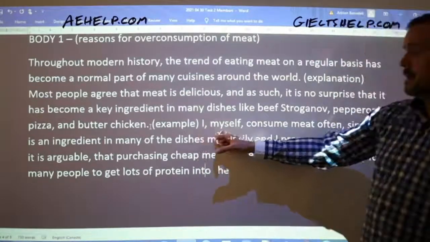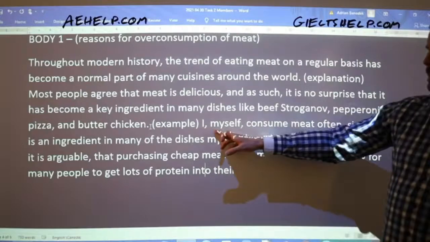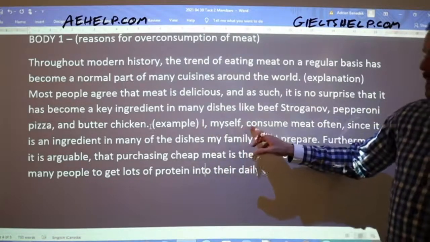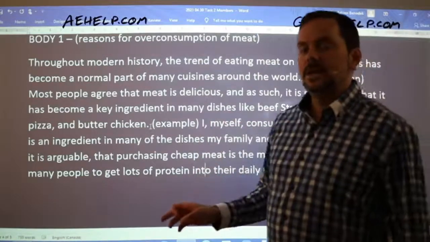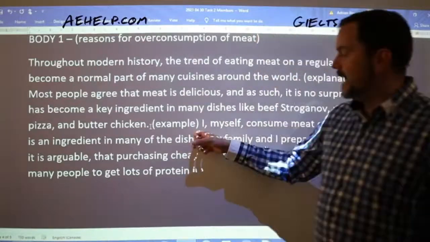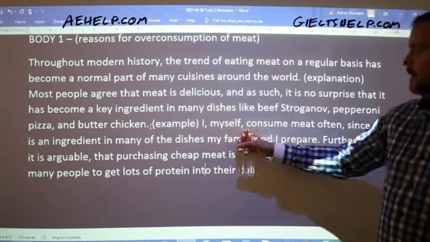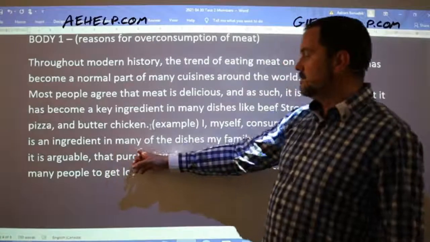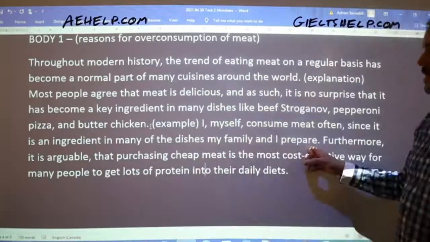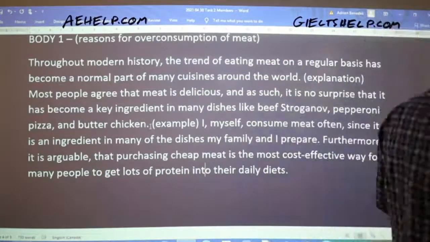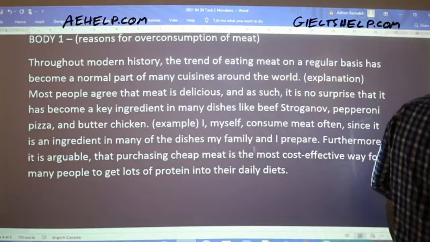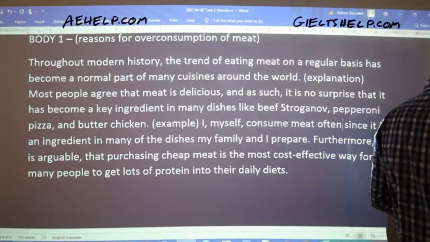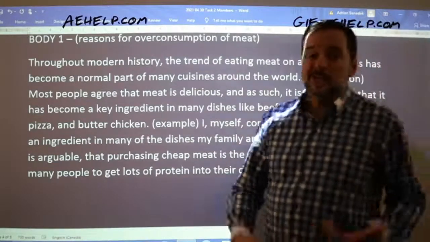So I, myself, this type of writing where I go I, comma, myself, comma, I do that for emphasis, okay? When reading this, it's like I, myself, consume meat often, since it is an ingredient in many of the dishes my family and I prepare. So this is my example, right? It's a real-world example. It makes the reader think about their situation. Unless they're a vegetarian, they're going to be thinking the same. So they will go, yeah, me too, right?